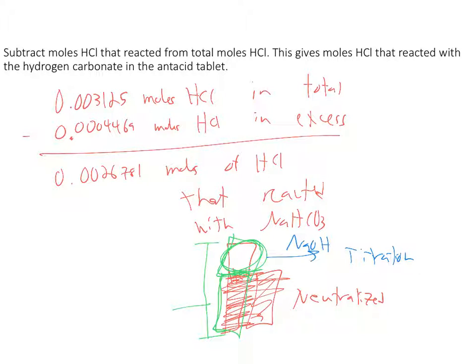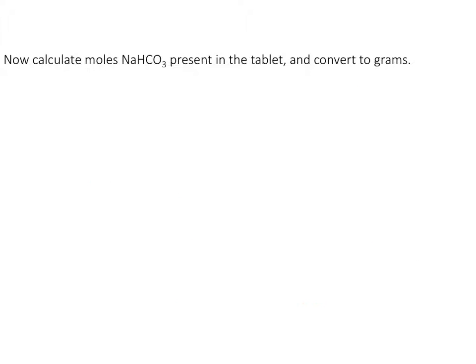Now let's think about uncertainty. The uncertainty of the first value is 0.12%. The uncertainty of the second value is 2.84%. That's a total of 2.96% uncertainty at this point. So how many moles of sodium hydrogen carbonate are present in the tablet? And let's convert that to grams.